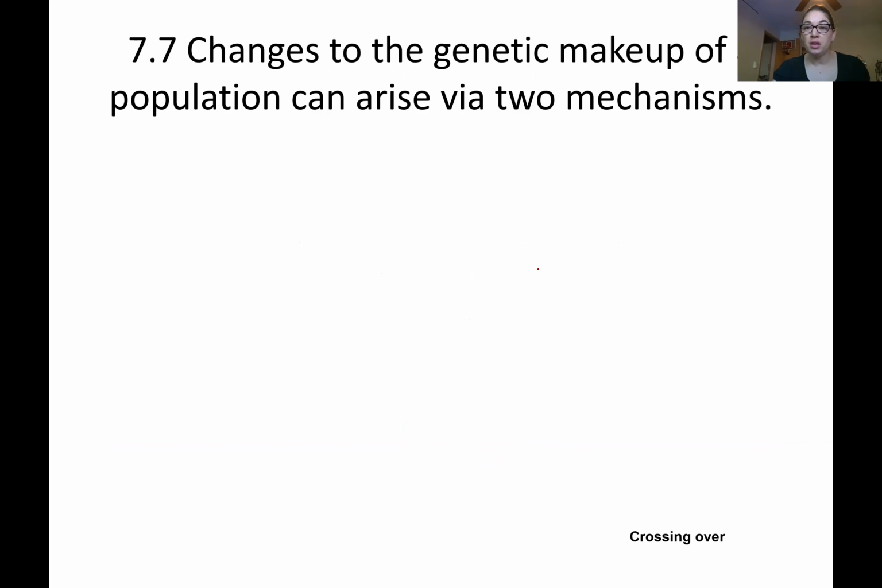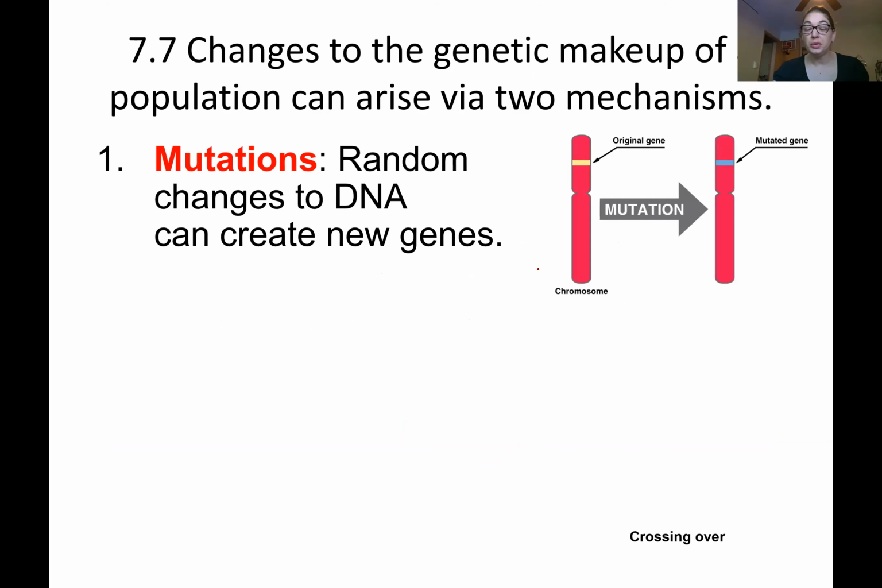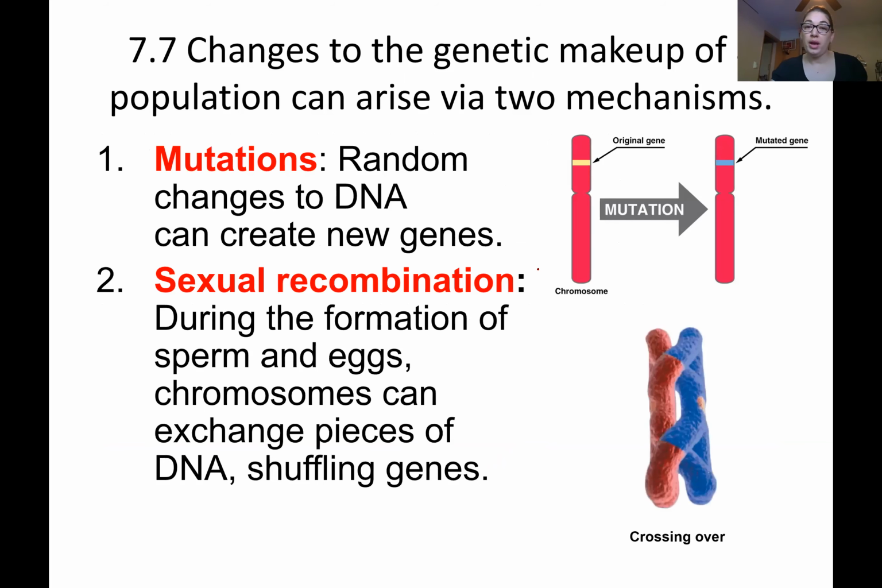So changes to the genetic makeup of a population can happen in two main ways. The first is mutations, which we've already covered, and mutations are random, and these can create new genes. The other way you can get changes in a population is through sexual recombination. In cell division, you have crossing over, where parts of one chromosome swap places with the other chromosome from dad and chromosome from mom. And during this swapping, this shuffling of genes, you can create more variation.